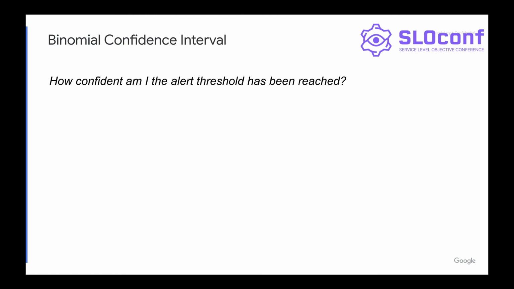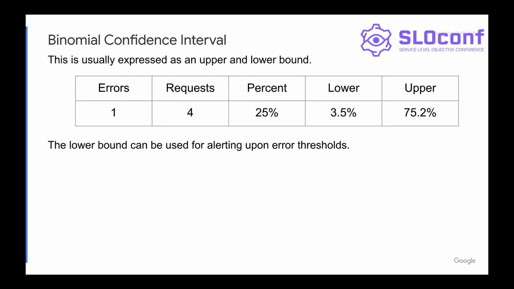Now, I want to talk about using binomial confidence intervals. This is a statistical technique that answers the question, how confident am I the alert threshold has been reached? A confidence interval provides an upper and lower bound to the calculated error rate. In this example of 4 requests and 1 error, the simple error rate is 25%. The confidence interval indicates the actual error rate is somewhere between 3.5% and 75%. As more samples are collected, the calculated error rate may end up anywhere in this range and likely not exactly 25%. There are many ways to calculate a confidence interval.